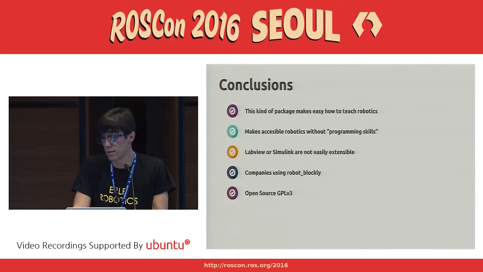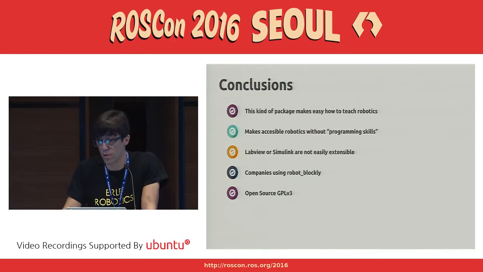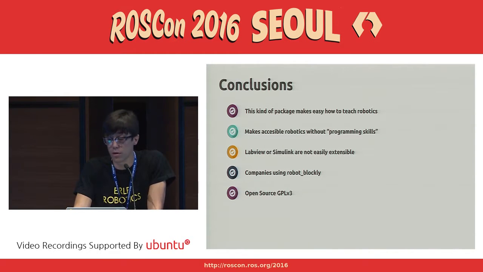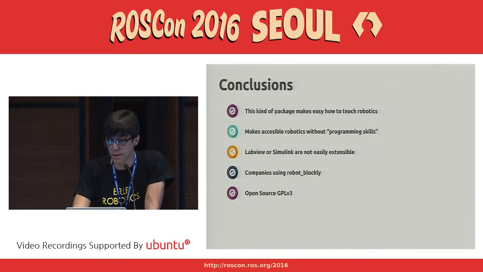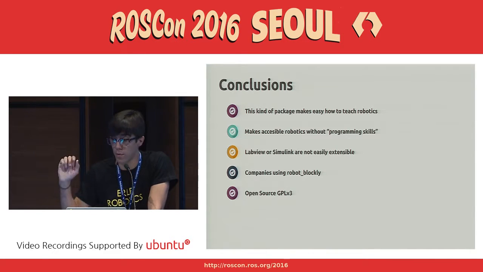And many people can ask me, okay, there are so many other solutions to program with blocks, and I say yes, for example, LabVIEW or Simulink, but they are not easily extensible, and also they are proprietary, so that means that you have to pay a license, and Robot Blockly is free. So nowadays, we are not the only ones who build their own Robot Blockly blocks. There are companies like Seoul Robotics building their own blocks to move their manipulators, these hand manipulators.